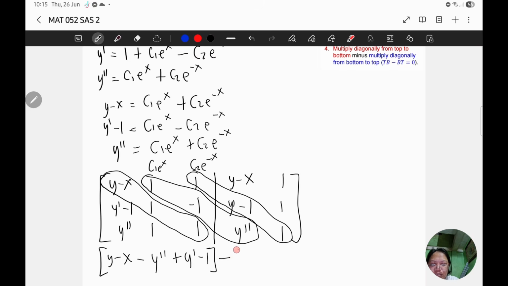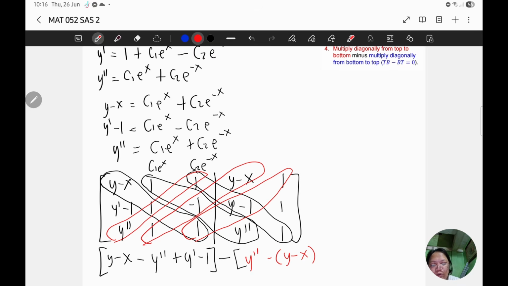So, this is from top to bottom. Then, minus bottom to top. So, bottom to top, multiply y double prime times 1 times 1. So, the result is y double prime. Next, multiply diagonally from bottom to top. So, 1 times negative 1 times y minus x. The result is negative y minus x, right? Then, multiply again from bottom to top diagonally, 1 times y prime minus 1 times 1. So, the result is y prime minus 1 equal to 0.